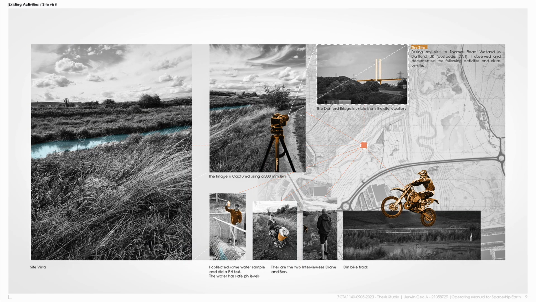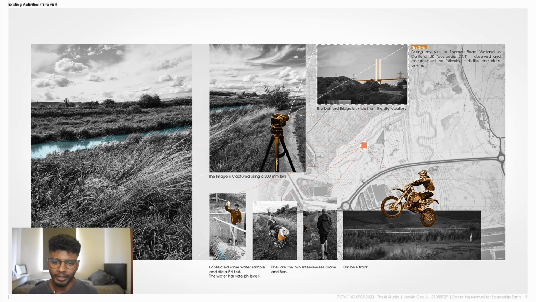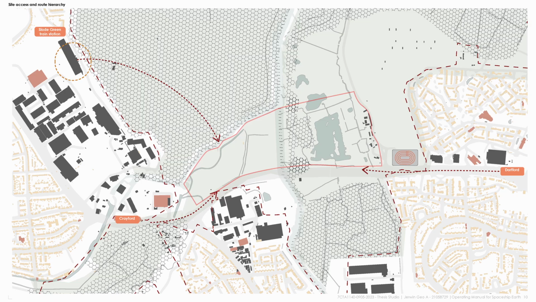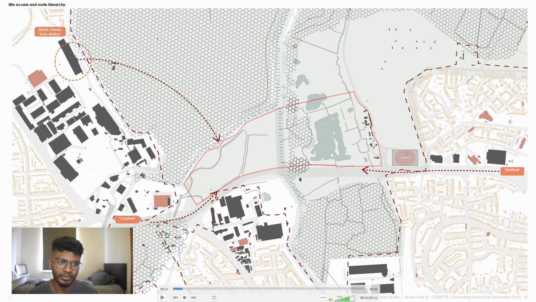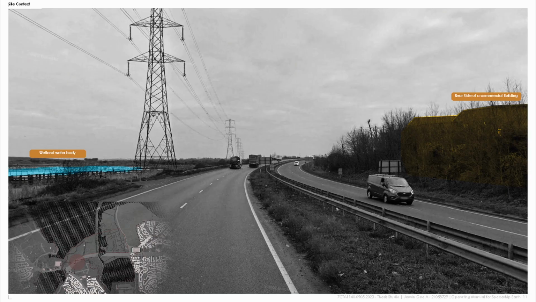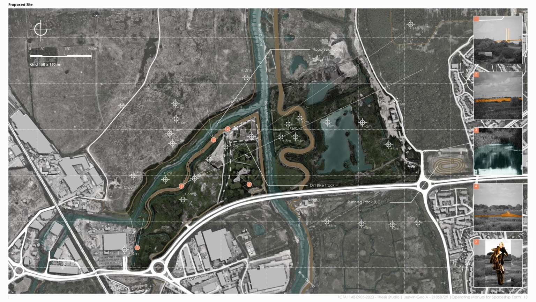I made a collage of stuff I did during the site analysis. I took a picture from the site and I could see the Dartford Bridge, and there were some dirt bike activities going on, and I interviewed these two people and I took some water samples, stuff in general. And this is site access, how you can access the site. One of the main accesses is Slade Green train station, and this is site context, how the site would look from the outside. So this is the site and all the activities that are nearby.